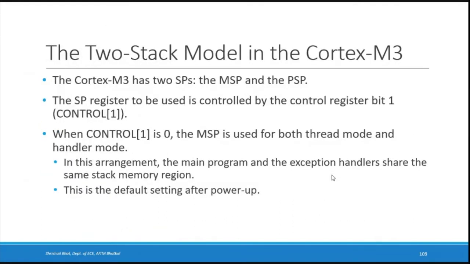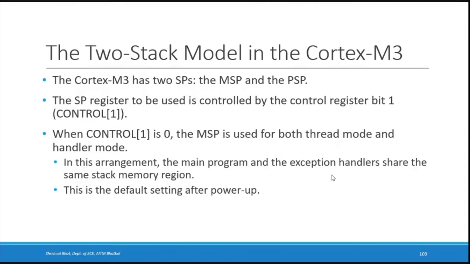So in Cortex-M3, we have seen there are two stack pointers, the main stack pointer and the process stack pointer. Cortex-M3 has two stack pointers, main stack pointer and the process stack pointer. The SP register to be used is controlled by the control register bit 1. This we have seen while discussing the control register, right?